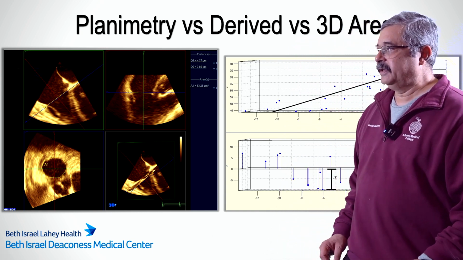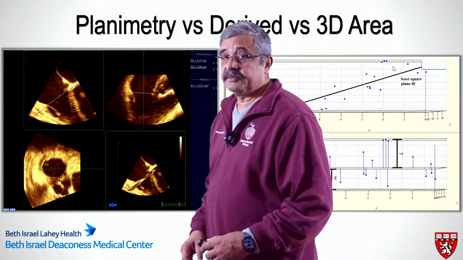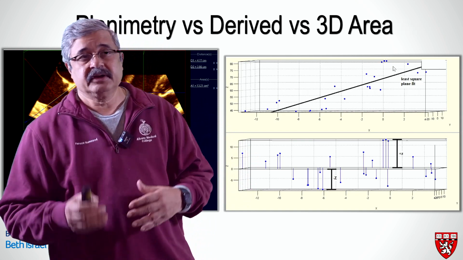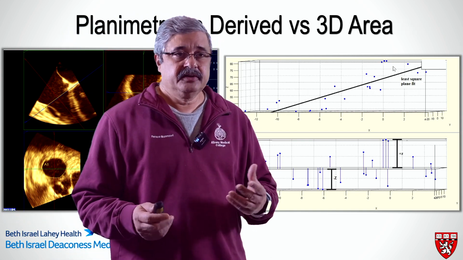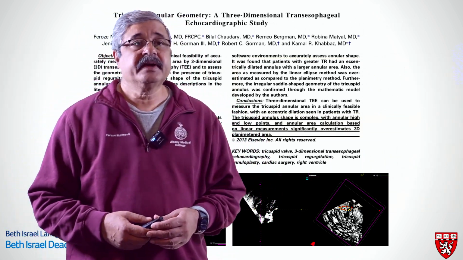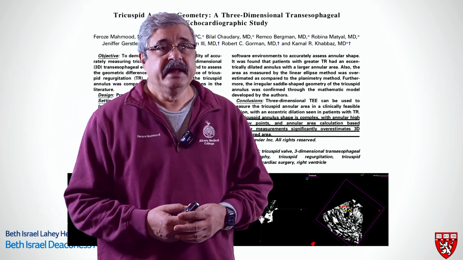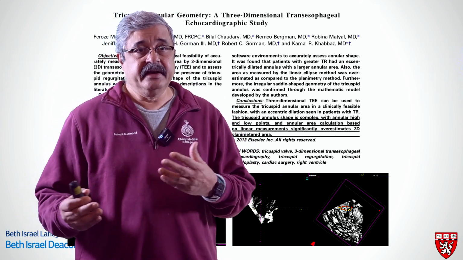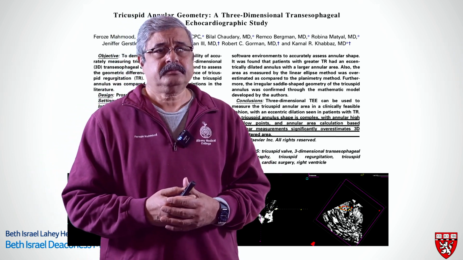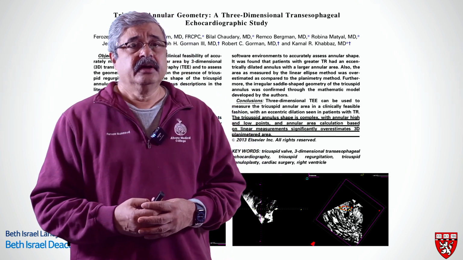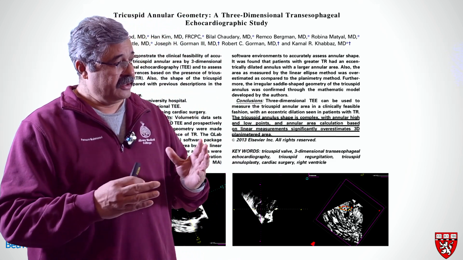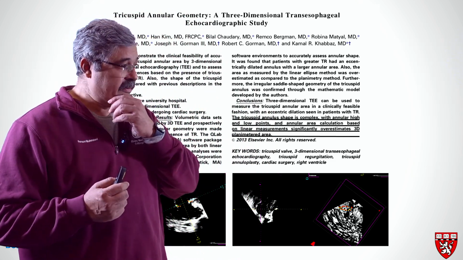So we tried to simply assess whether it was possible to correlate both these areas, and if, being a perfect circle, two diameters would predictably give us the true area of the tricuspid annulus, and lo and behold, that was not the case. What we found was that the tricuspid annulus shape is complex, with annular both high and low points, and annular area calculation based on linear two points, which is two axes, significantly overestimates the 3D planimetered area, which means the projected area of the tricuspid annulus is smaller than these two diameters would predict in its own right.